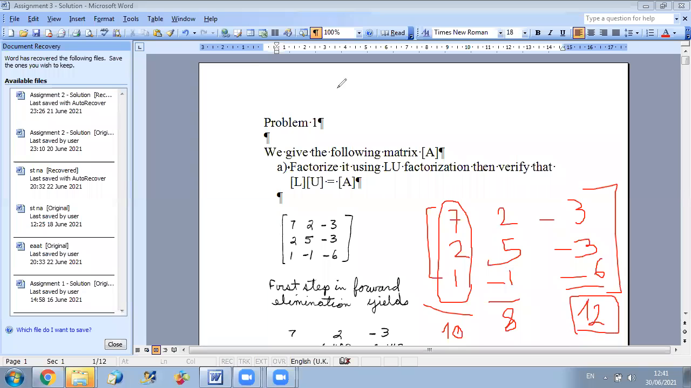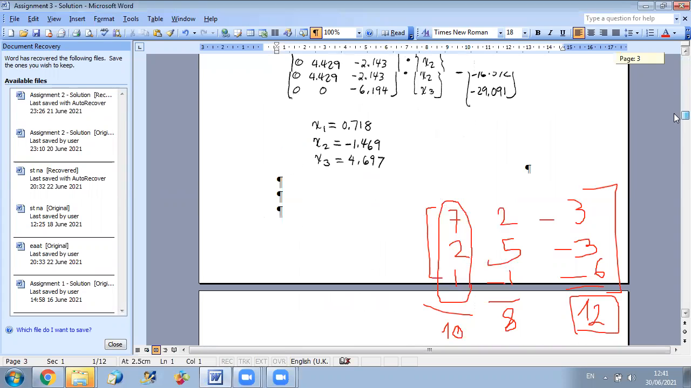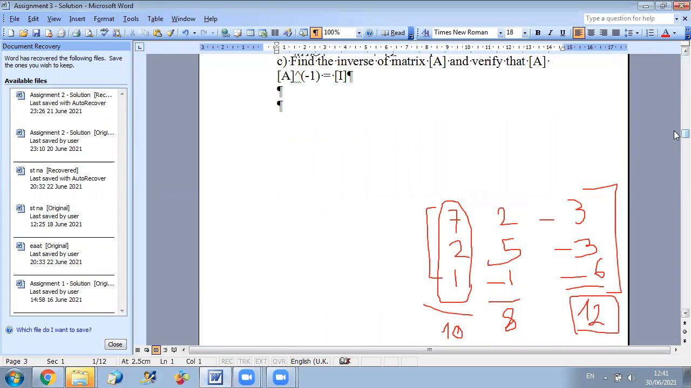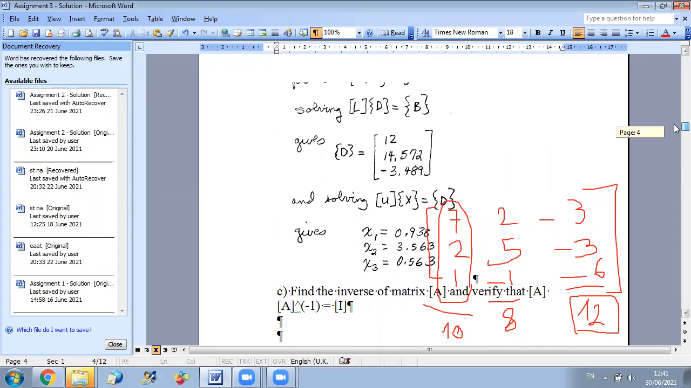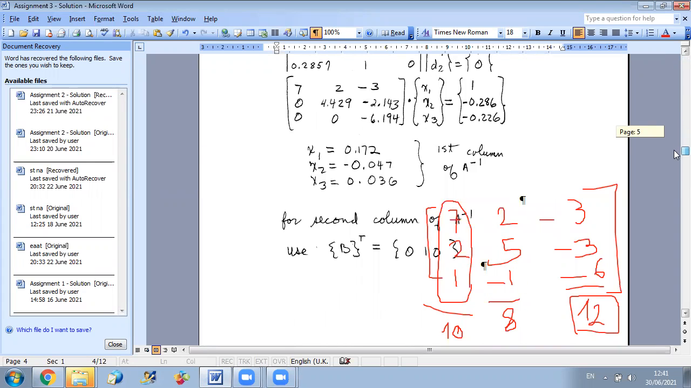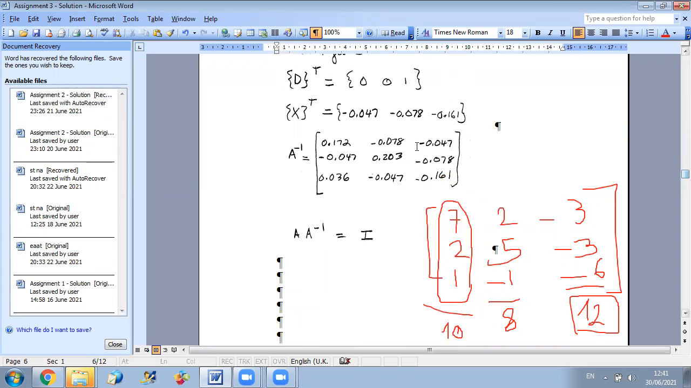Okay. Now, if I consider the A minus 1, so this is A minus 1. If I perform addition of elements in the same column, okay, please do the summation here and give me the result. So first, for the first one is 0.172 plus 0.047 plus 0.036.